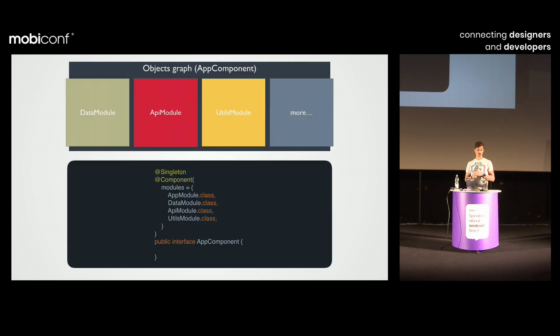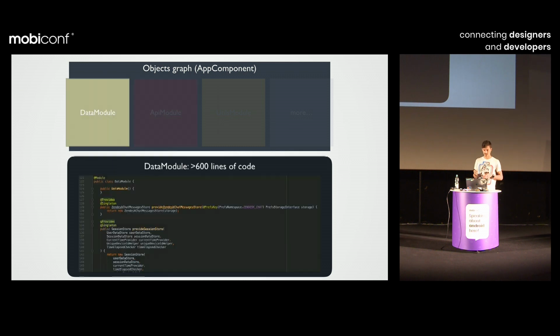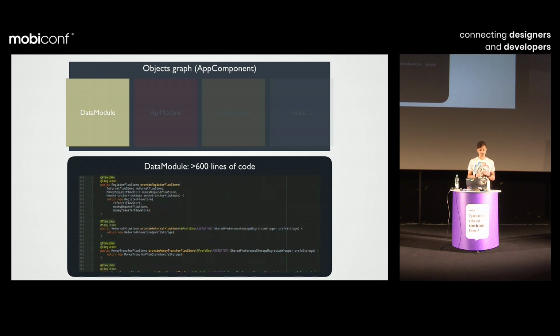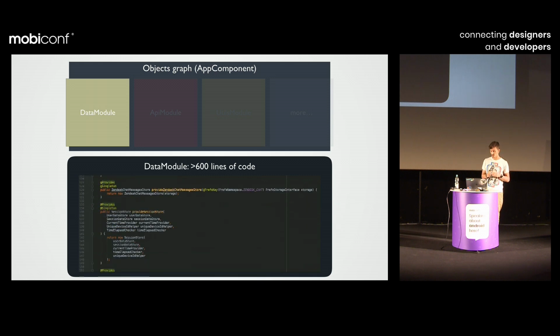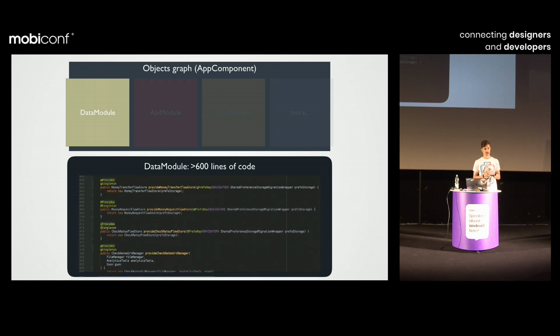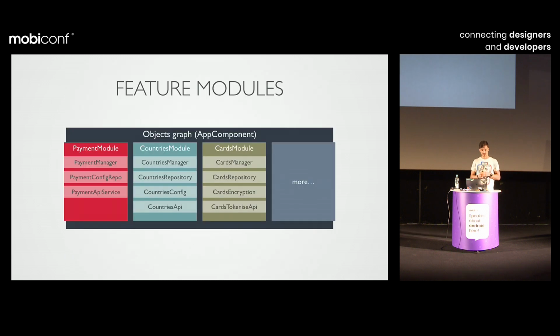And at the beginning, our object graph looked like this. So it's pretty simple, and the same with API-related classes, so it's really readable. But in reality, over time, such general modules like data or API grow bigger and bigger. And here you can see our data module, which now has more than 600 lines of code, so probably more than 200 different dependencies connected to data. That's why sooner or later, we need to think about modules that are split by product features.